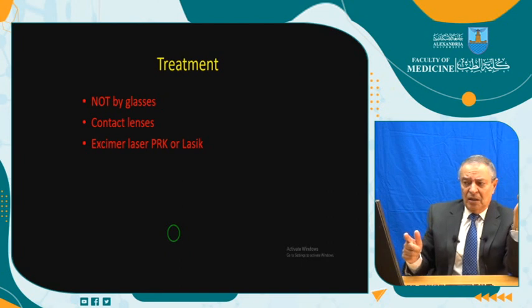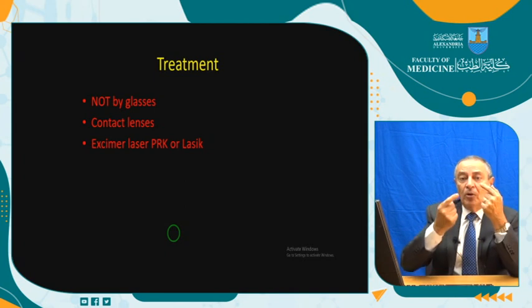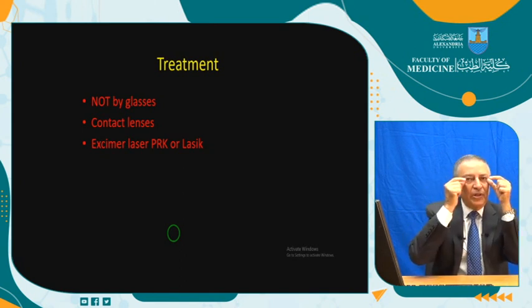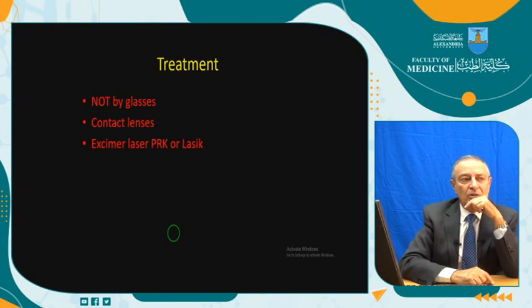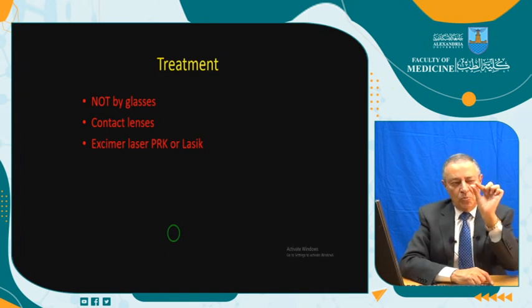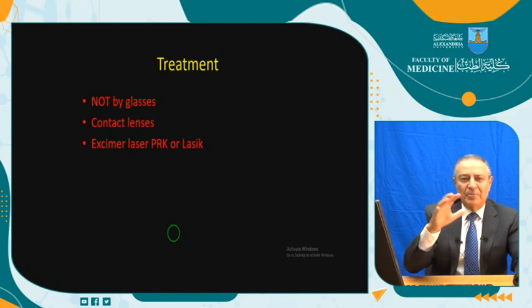Treatment is not by glasses, it can be by contact lens. Why? Contact lenses do not minify or magnify because they are over the cornea. The glasses are minifying and magnifying because of the distance between the glasses and the eye, with air in between. That's why we are using contact lenses here, and maybe there is a small indication for excimer laser or LASIK before the age of 18 in such unilateral myopia or unilateral hypermetropia. Although there is a debate about that.